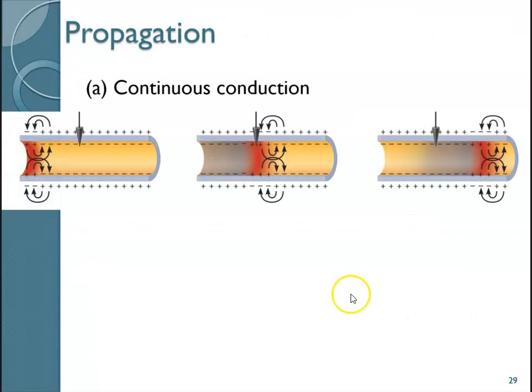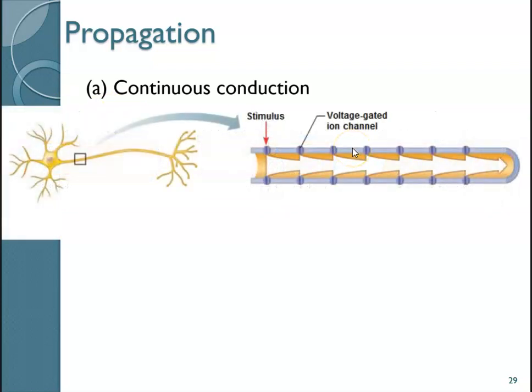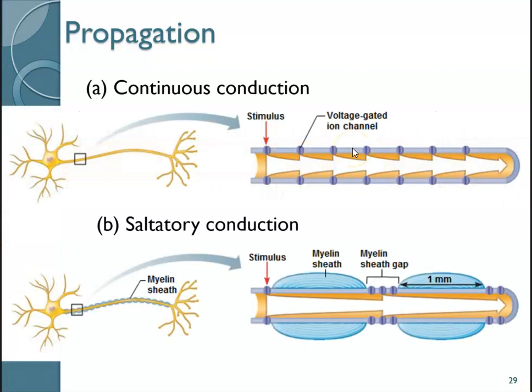So here are our unmyelinated fibers. So one spot will create an action potential, which will create an action potential along to the next spot. So it's continuous from one segment to the next. So the action potential just goes along the axon. Whereas in a myelinated axon, it's called saltatory.